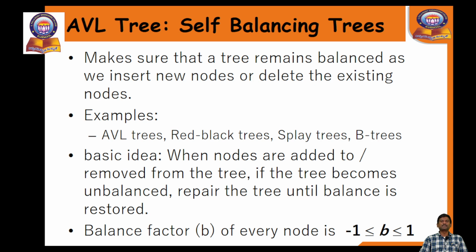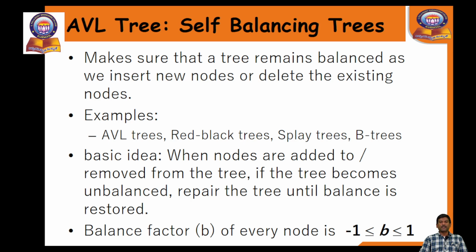Some of the examples that can be given for the self-balancing tree are AVL trees, red-black trees, splay trees, and B trees. These are some of the examples of self-balancing trees, where at any stage the balance factor remains within the range for the cases being considered.